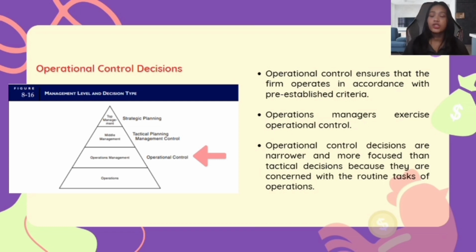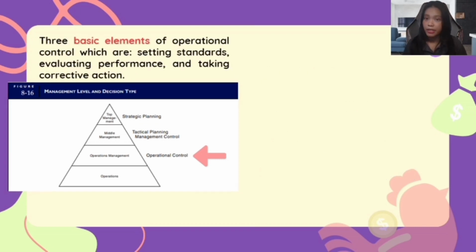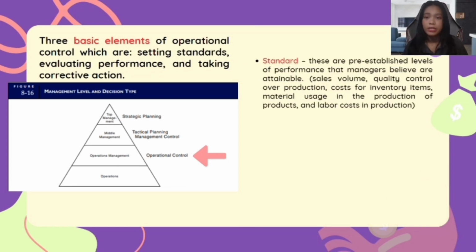Moreover, operational control decisions have three basic elements, which are setting standards, evaluating performance, and taking corrective actions. When we say standard, these are the pre-established levels of performance that managers believe are attainable. It applies to all aspects of organizations or operations, such as sales volume, quality control over production, cost for inventory items, material usage in the production of products, and labor cost in production. Once the standard is established, this serves as a basis for assessing the performance.